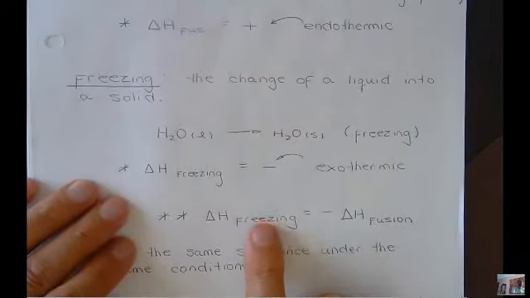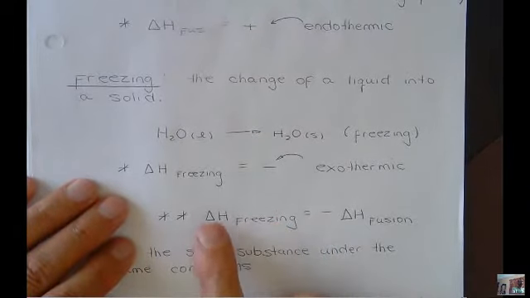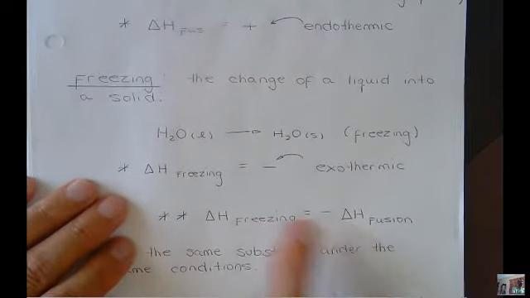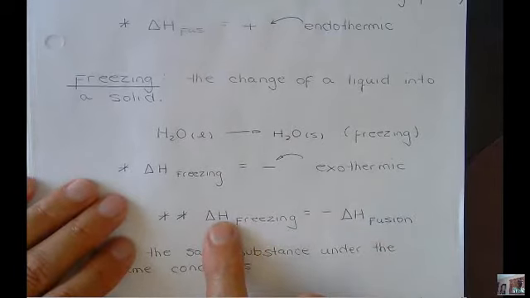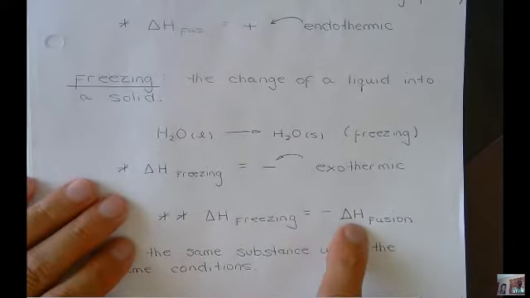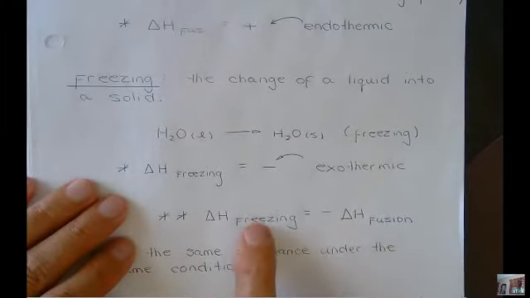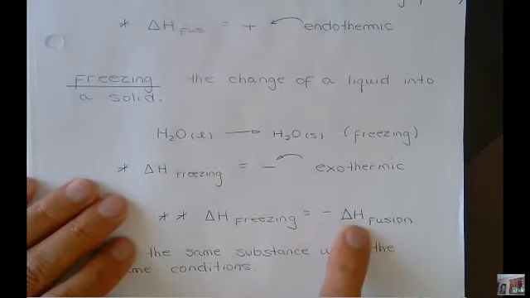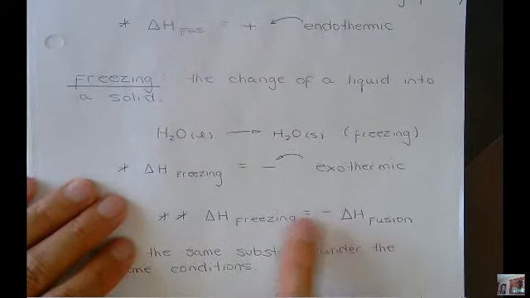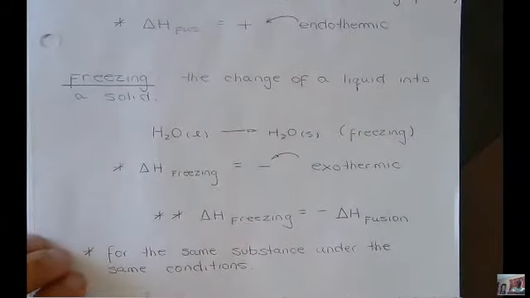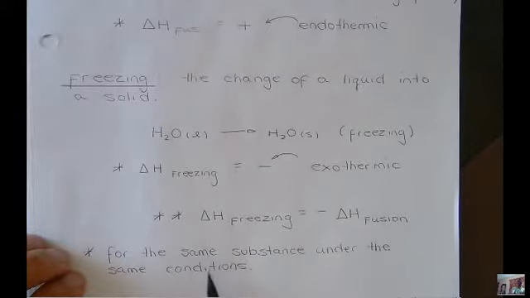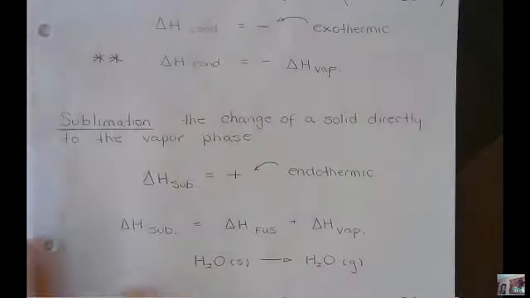Okay, so we'll just use water as an example, but each substance, right, if you had dry ice, which is solid carbon dioxide, you could melt it to make liquid carbon dioxide, and it would have a delta H that is different than the value for water. But one thing that would be for sure is that the transition from liquid carbon dioxide to solid carbon dioxide would be equal in magnitude and opposite in sign from the reverse process for carbon dioxide. Okay, so these are always for the same substance under the same conditions. Okay, so second page of the notes.